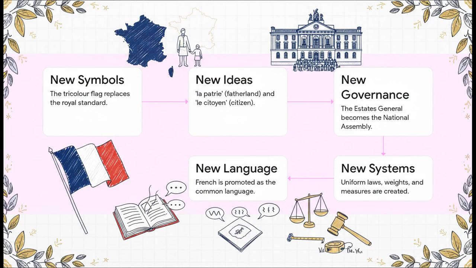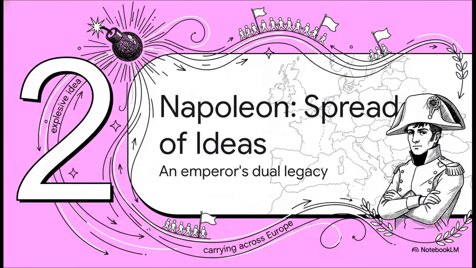So how did they make this big, abstract idea of the nation actually feel real to people? Well, it wasn't just talk. They took real, practical steps. They brought in powerful new symbols, like the tricolor flag. They introduced new concepts like la patrie, the fatherland, and le citoyen, the citizen. They even created uniform laws and promoted a common language, all in an effort to build a single, shared French identity.